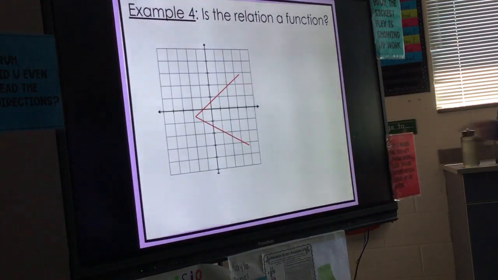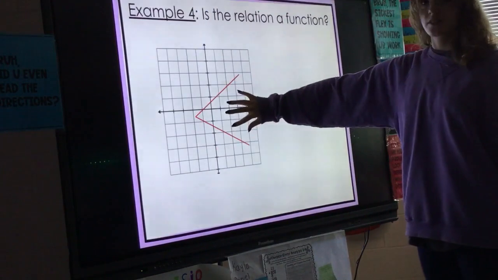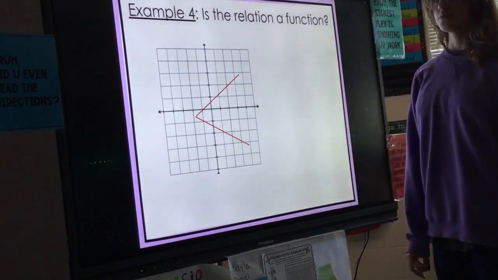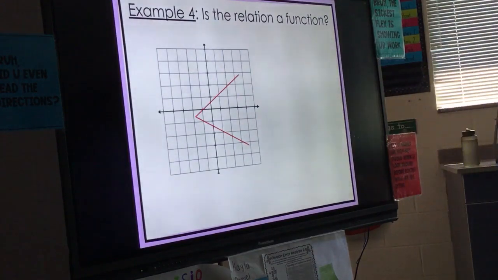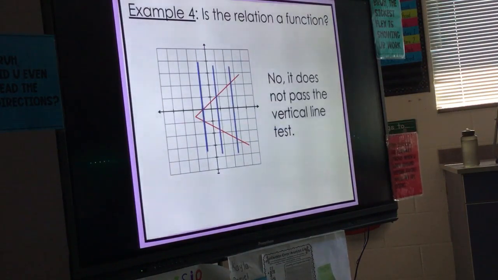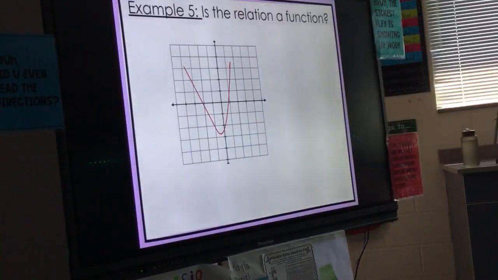Because if you were to make a line going this way, it crosses it twice. So no matter where you put a line on there, it's going to intersect it twice, right? Okay, does that make sense to everybody? So again, this intersects that line twice, so therefore it is not going to pass that vertical line test, which means it is not a function. What about this one? Be careful with this one.